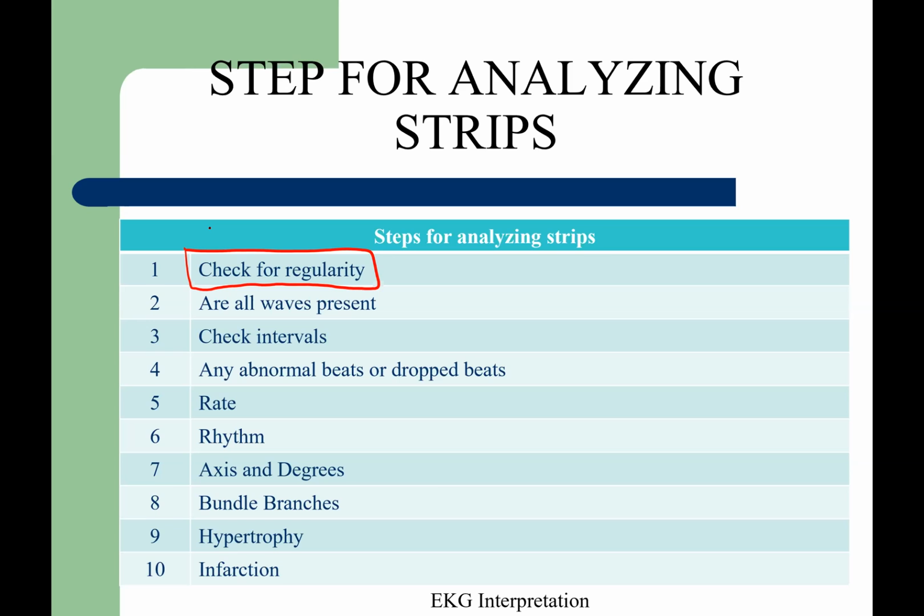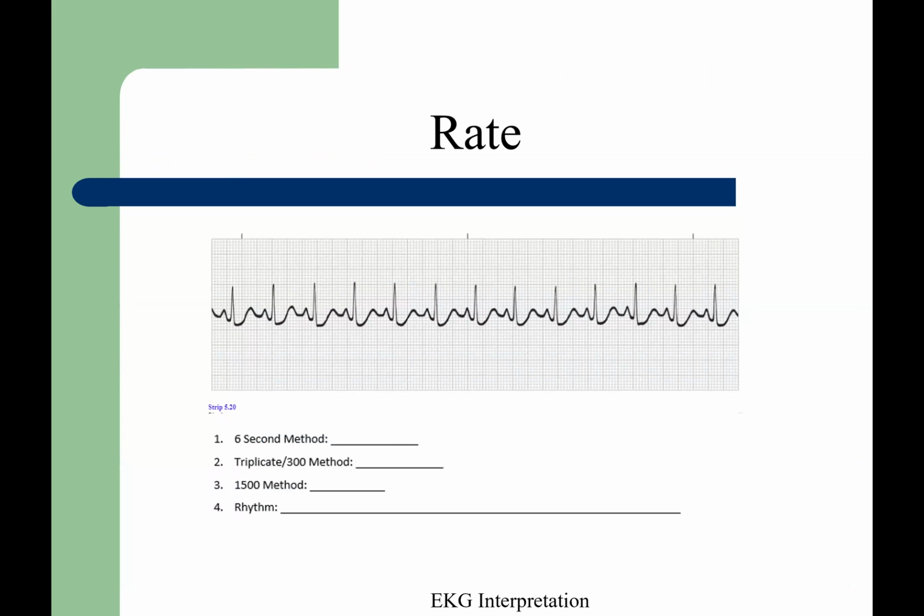So I'm going to make a quick note up here: 6-second method for irregular strips only. You can use the 6-second method for regular strips too, but you can only use the 6-second method if you have an irregular strip. We didn't get a chance to really talk about irregular strips or regular strips and how to calculate them quite yet.